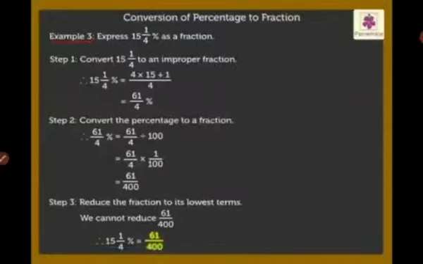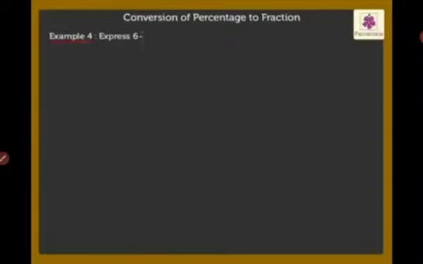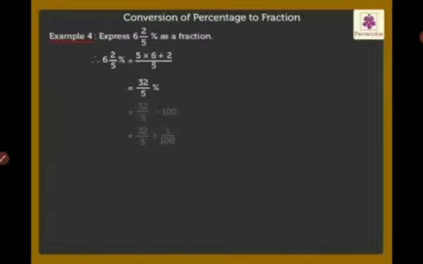Now, let's solve one more example of the same type. Example 4. Express 6 and 2 upon 5% as a fraction. Firstly, convert 6 and 2 upon 5% to an improper fraction, which is equal to 32 upon 5%. Now, by converting the percentage to a fraction, we get 32 upon 500. Now, by reducing it to the lowest terms, we get 8 upon 125. Therefore, 6 and 2 upon 5% is equal to 8 upon 125.